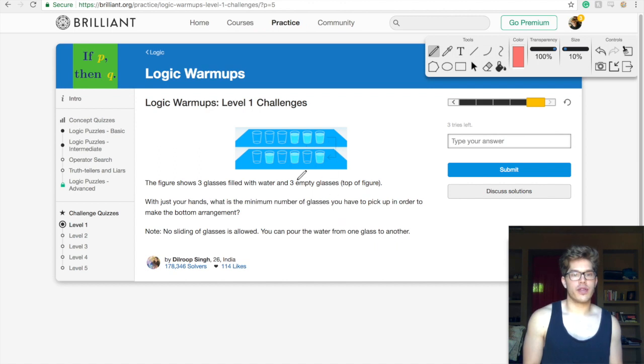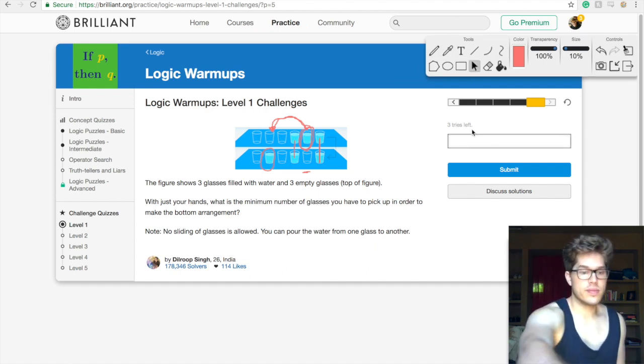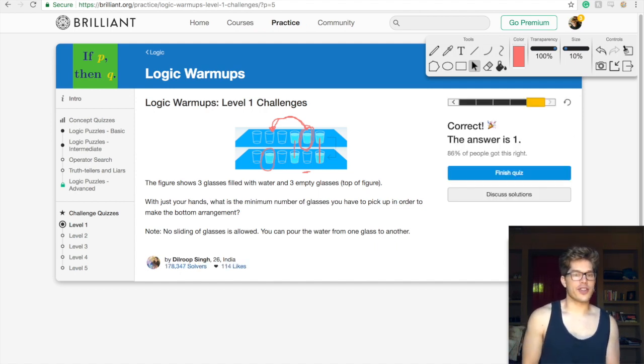Well look, we have these already lined up, and the only one missing is here. So if we just take this glass that's filled and pour it into this glass, then it would be filled up and it would be empty here. So we only have to pick up this middle filled glass and pour it in here. So we're only picking up one glass. So is 1 our answer? Excellent. 1 was our answer.